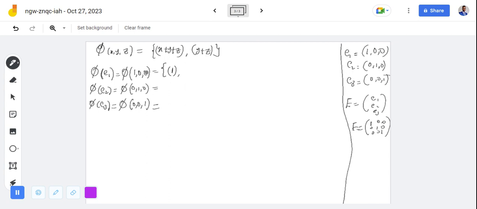Y plus z is 0 plus 0. Y is 0, z is 0. So if I add it, that is what? 0 for the second part. So you put this in a bracket. So let's do the same thing for this one too.